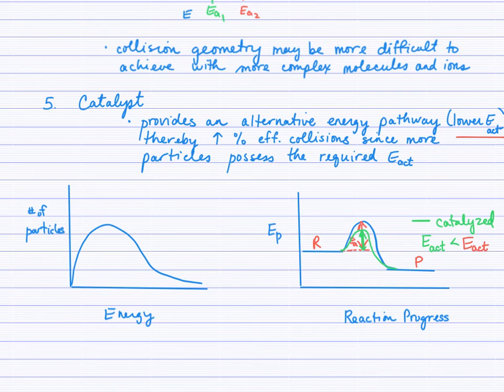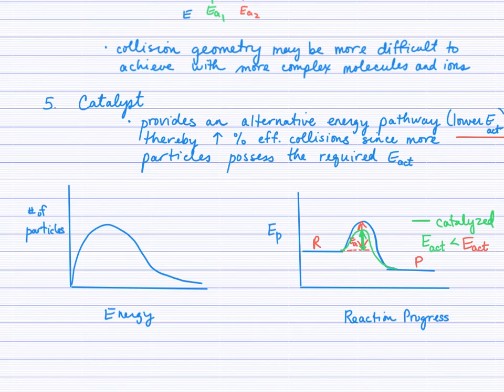So if you lower the height of the hill, it's easier to get the ball over. The students themselves trying to roll the ball over the hill don't have any more energy than they did the first time. So it's the height of the hill that has dropped. And so more of the students will be successful on that lower hill than the number that were successful on the higher hill. So the catalyst provides a lower energy, a lower activation energy pathway.